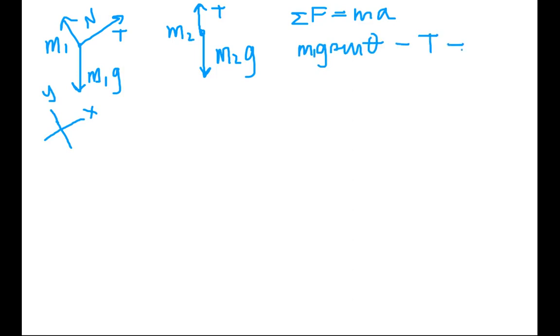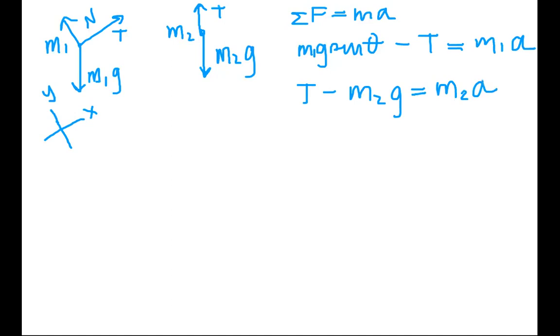And that is equal to m1 times the acceleration, just based on Newton's law. For our second block, we have the tension, which is pointing upwards, and we have our mass 2 times gravity in the opposite direction. So we subtract that, and we have m2 times a.